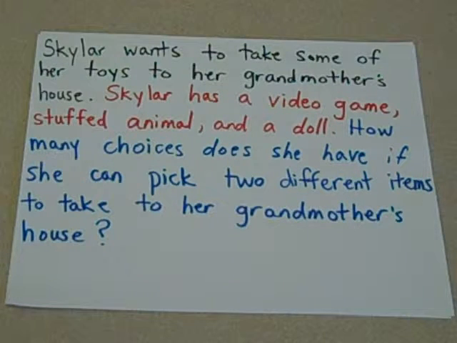Now it's time for you to practice. Skylar wants to take some of her toys to her grandmother's house. Skylar has a video game, stuffed animal, and a doll. How many choices does she have if she can pick 2 different items to take to her grandmother's house? So Skylar's going to grandma's house, and she has a video game, stuffed animal, or a doll that she can take. But grandma said, or maybe it was mom, you can only take 2 of those things. So how many different ways can she choose 2 items?